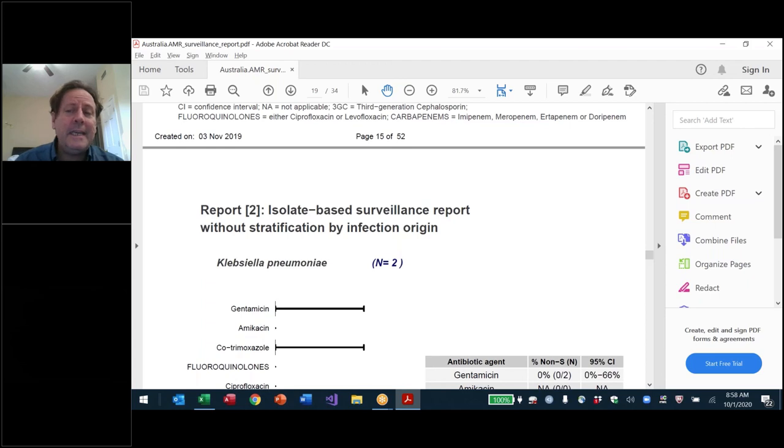You do not need any data from the laboratory to tell people to wash their hands. You don't need any data from the laboratory to say, don't take antibiotics for viral infections. So the laboratory data have great value, but it's only part of the solution for intervening and preventing infections and better using antibiotics.